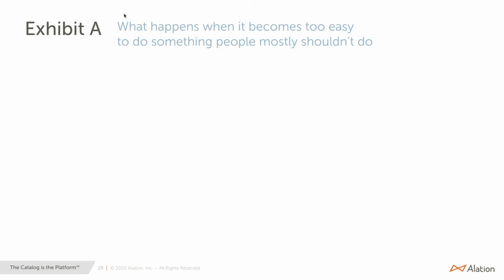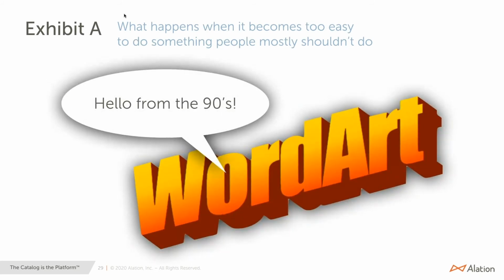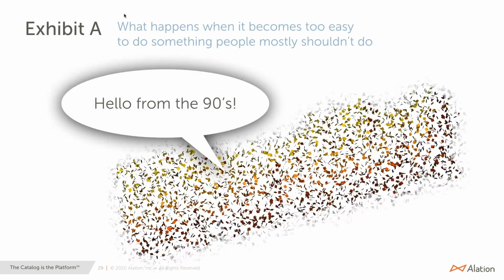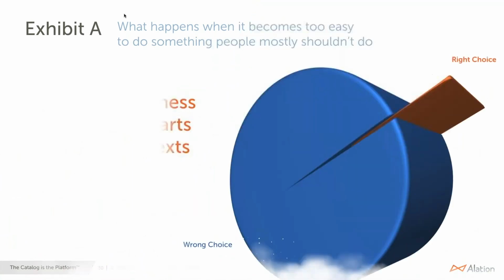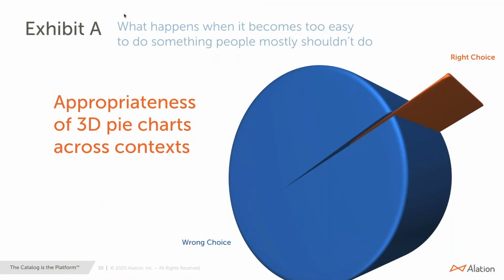We've all seen examples of the opposite of this, when we make it too easy to do a thing that people really shouldn't be doing. We saw that back in the 90s with word art, or to use a more data-y example, these 3D pie charts, which came a little bit later. They're almost never the right thing to do.